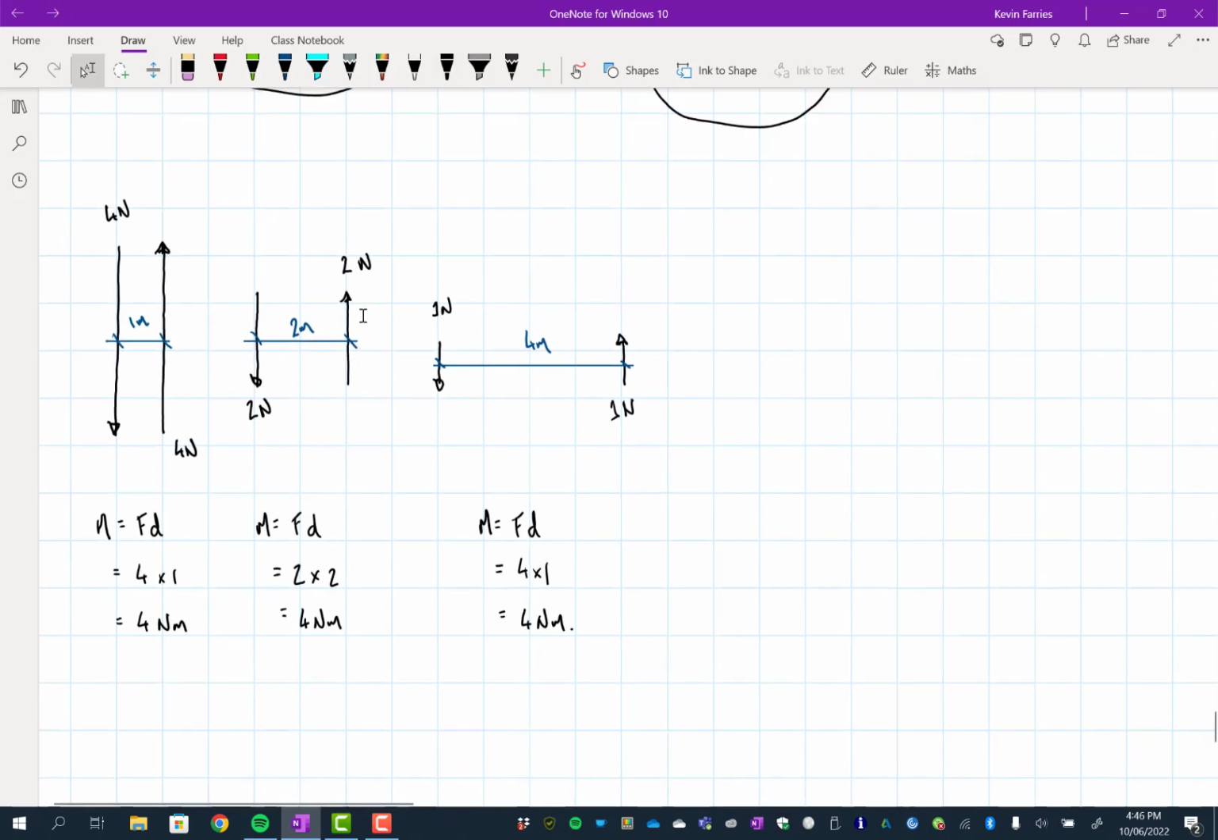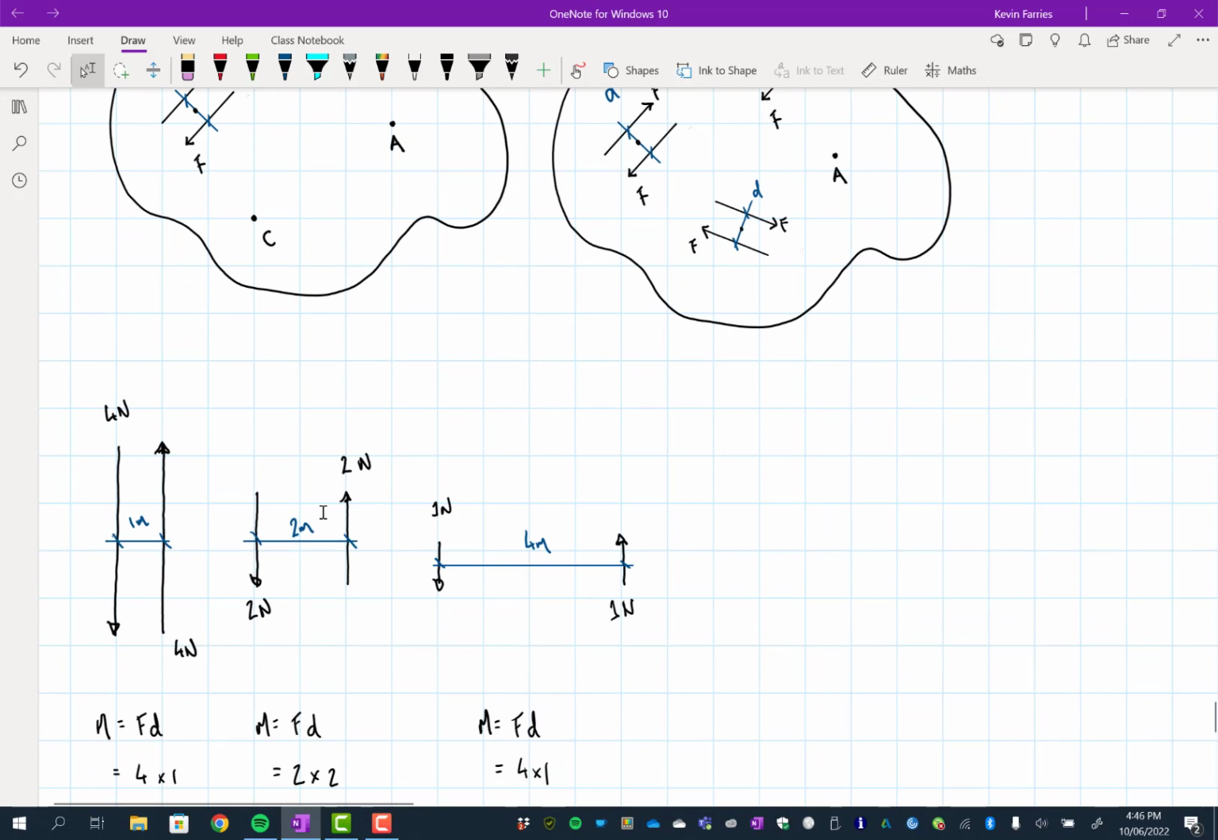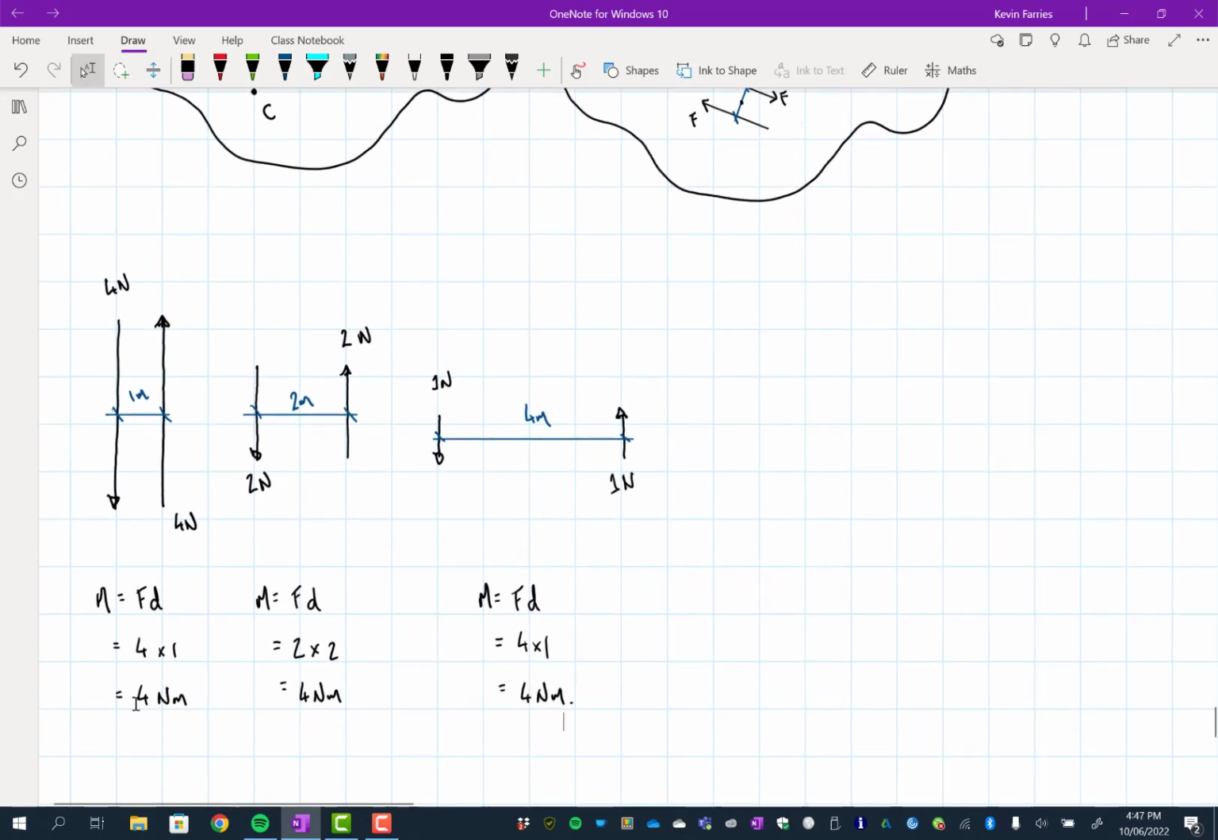And so when you apply a couple to an object, the forces always cancel out, so you get no net force. So your Fx component and your Fy components always add up to 0 because you've got two opposing forces. So the only thing it puts in there is a moment. So really the only thing that matters about a couple is this moment. The force doesn't really matter.